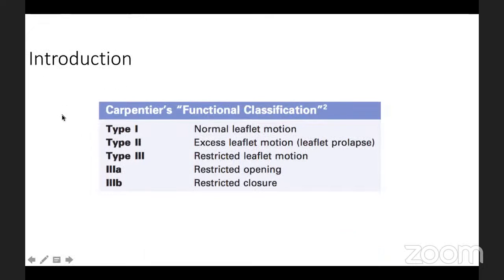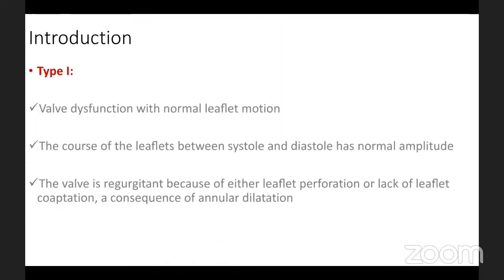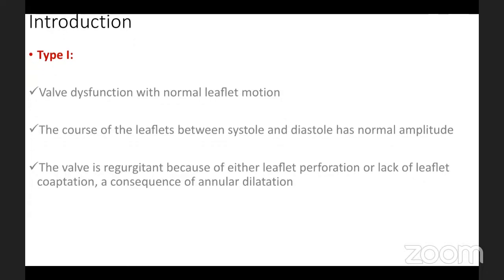This is Carpentier's functional classification. It's divided into three types: type 1, 2, and 3, with 3A and 3B. Type 1 is valvular dysfunction with normal leaflet motion. The motion of the leaflets between systole and diastole has normal amplitude in this type, and the valve is regurgitant because of either leaflet perforation or lack of leaflet coaptation as a consequence of annular dilatation.